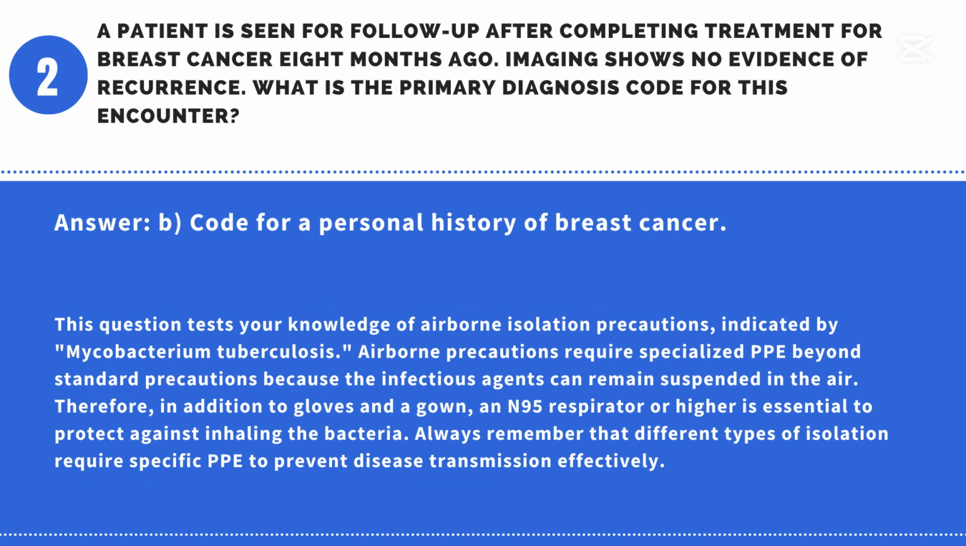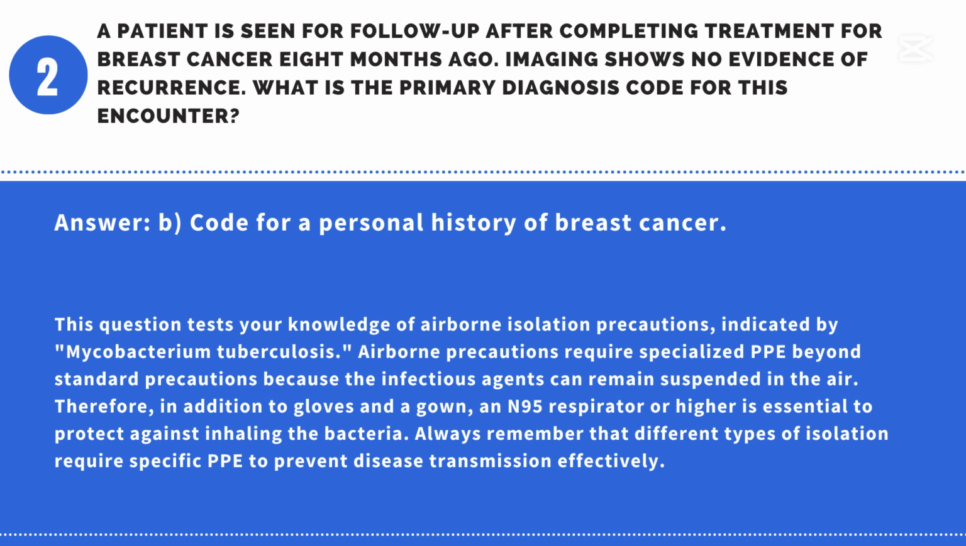Answer: B. Code for a personal history of breast cancer. This scenario focuses on coding a patient's status after successful treatment for a past condition. The key phrase is after completing treatment and no evidence of recurrence, indicating the cancer is no longer active. In ICD-10-CM, when a malignancy has been excised, treated, and is no longer present, and there is no further treatment directed to the site, you code a personal history of the malignancy using a Z code.